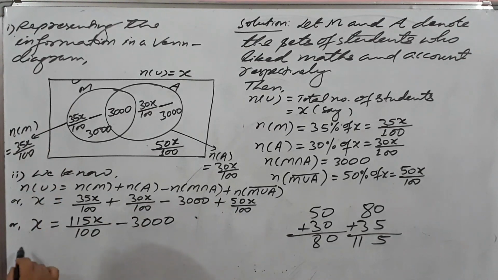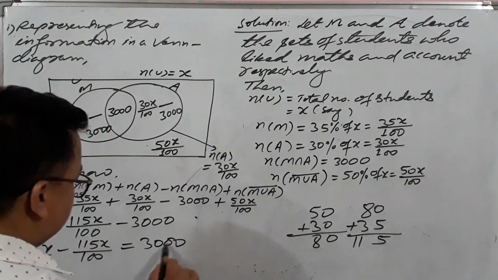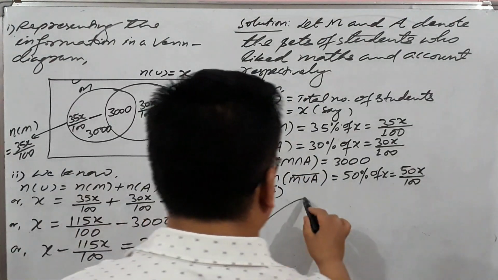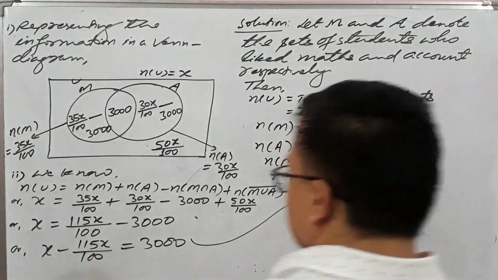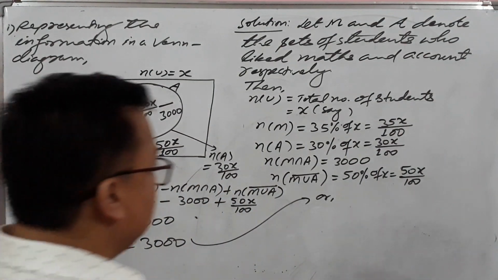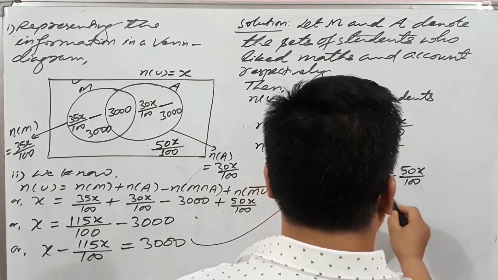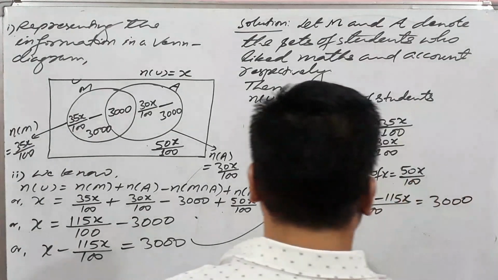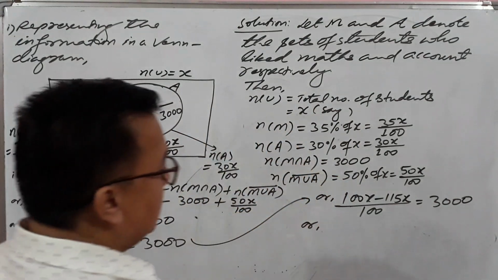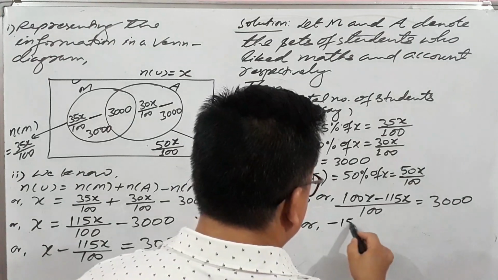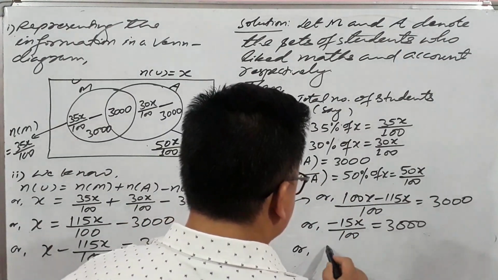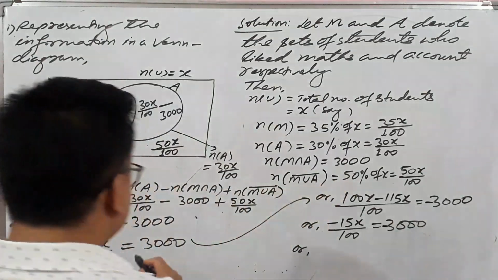And minus 3000. Or X minus 115x over 100 equals 3000. Now let's take the LCM. You get 100x minus 115x over 100 equals 3000, right? Or it's very easy now: 100x minus 115x, minus 15x over 100 equals 3000, right? Here also a negative sign, I forgot to write it down.